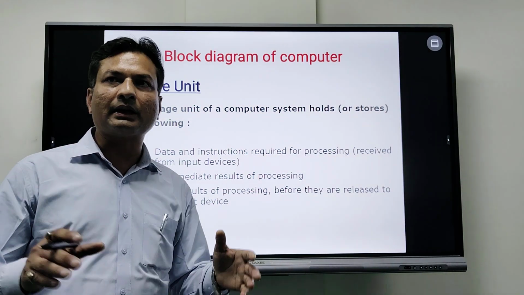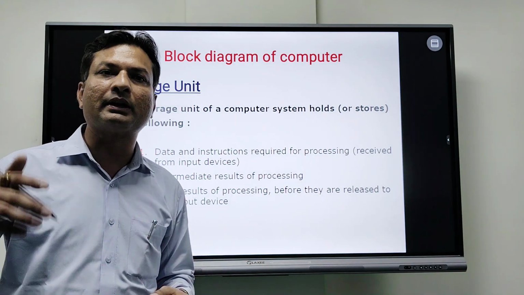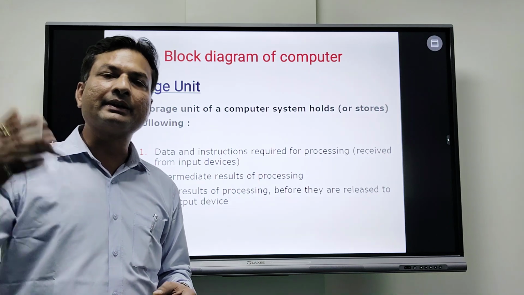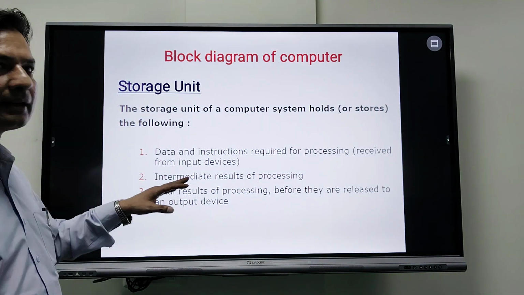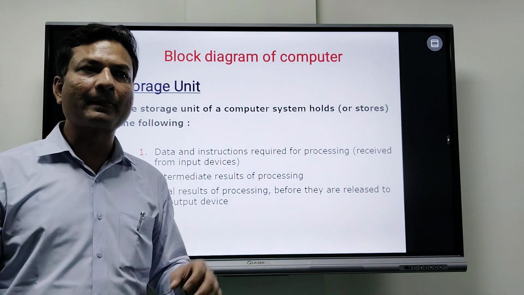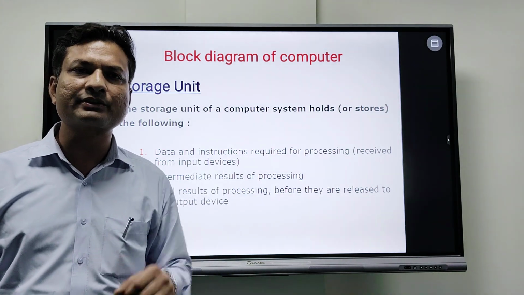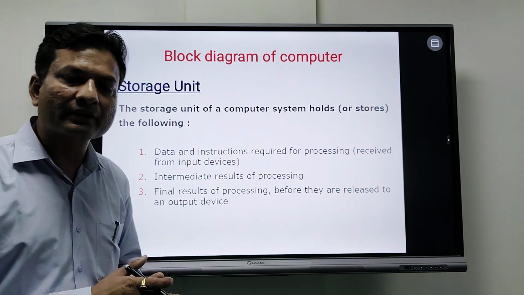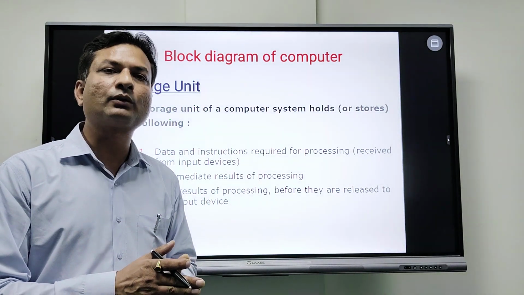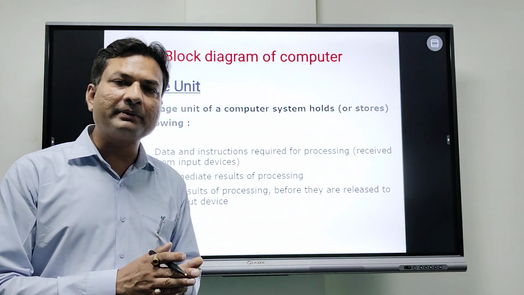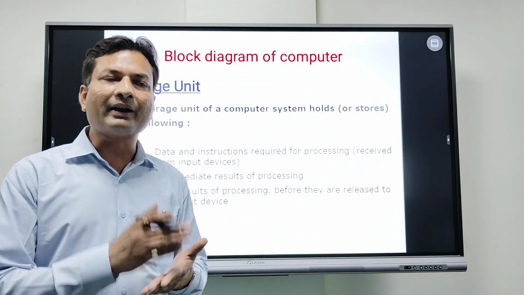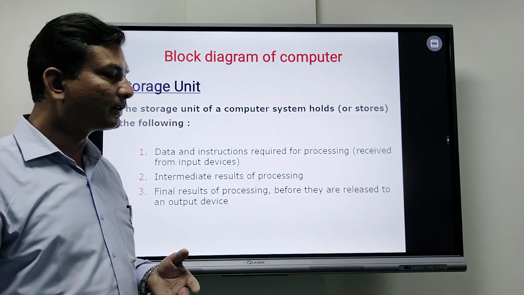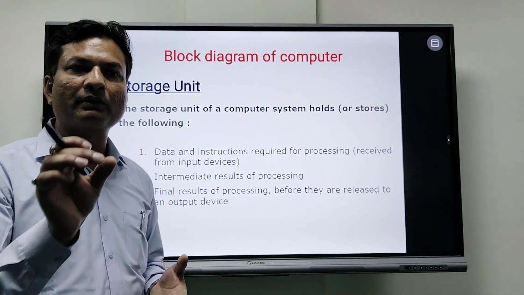So before the final result is produced to the output unit, means before the final result is provided to the user, that final result is also stored inside the storage unit. So there are three types of data, or we can say instructions, that are stored inside the storage unit. First one is the data and instruction that is provided by the user to the computer system. Second one is intermediate results, and third one is final result before it is provided to the user with the help of output devices. I would also like to give you an example of intermediate results.